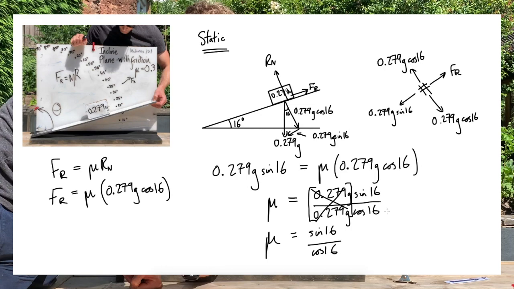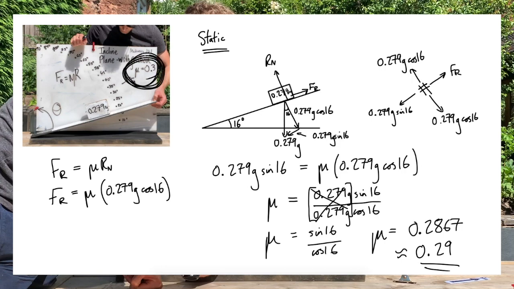And this gives me a value of 0.2867, or roughly 0.29, which is interesting because I guessed that it was about 0.3. I'm a genius. Okay, so it's actually quite straightforward in the calculation, but setting it up, you must be aware that these two forces are equal, and that is how we can work out this mu value.